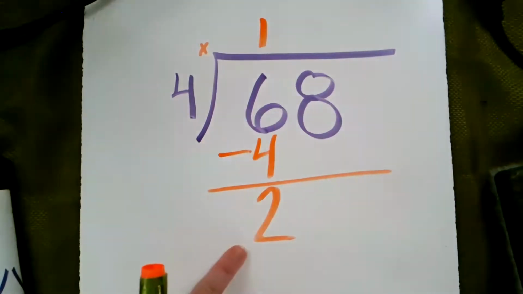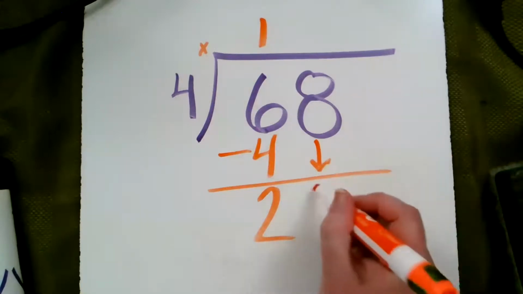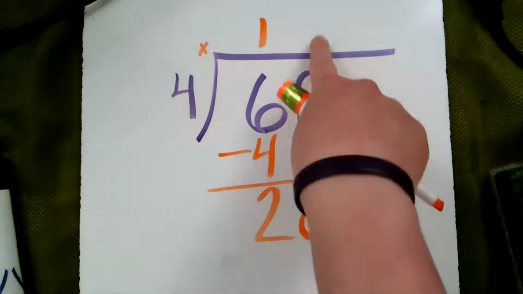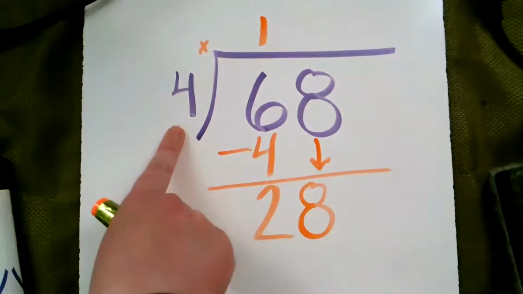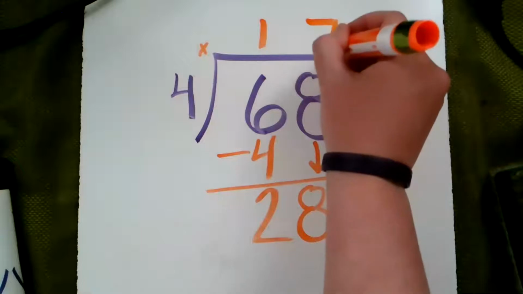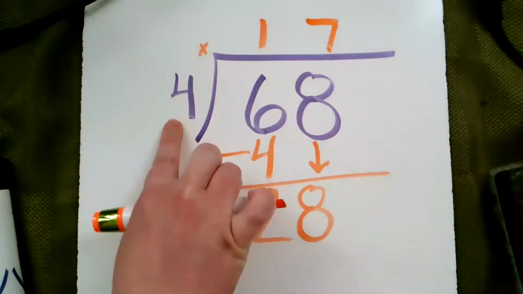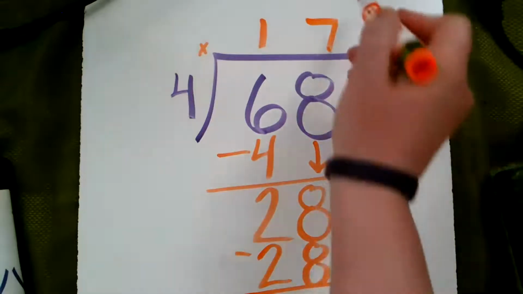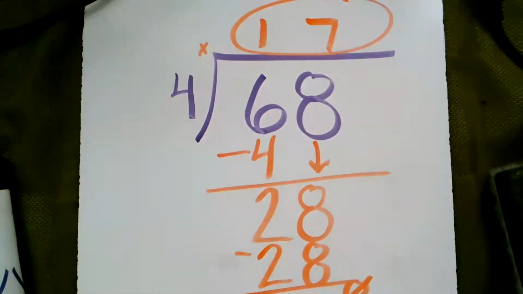Now 4 can't be divided into 2, so I have to bring down my next number and make my brand new number. This is what I'm dividing by now. What times 4 will get you close to or right at 28? Well, this is our third time doing this problem, so we know that's 7. 7 times 4 will get you 28. We subtract, and we got 0, and it's 17 again. Very good. All right, we are halfway done.